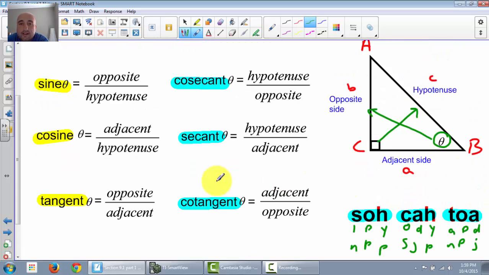SOHCAHTOA. Okay. Now the question is, how do we remember which one goes with which? How do we know sine goes with cosecant, cosine goes with secant, and tangent goes with cotangent? Well, the easiest way that I can think of to remember it is that the S always goes with a C. So cosine goes with the S. Tangent, cotangent, those are easy. You should remember that those go together. Okay, so we'll work more with these in a second, and we'll get more used to doing these.